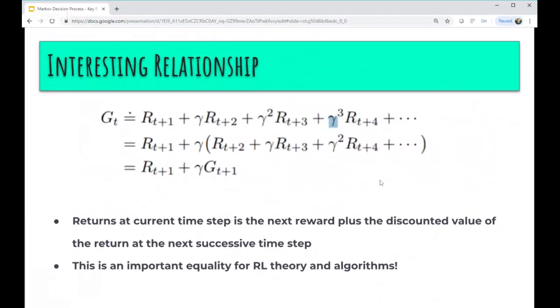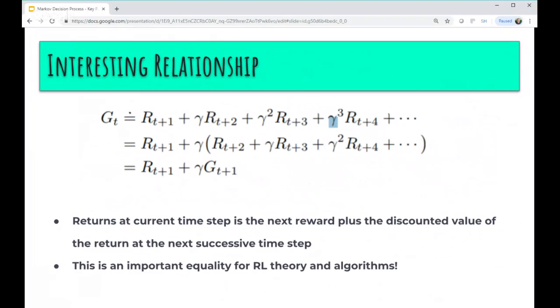So here's an interesting relationship. That first line is just the definition of the return. It's the current return plus the discounted future returns. If we pull gamma out of that long list of future returns, we get the relationship shown in the second line. And if you look at what's in parentheses there, you see that it is actually the definition of the return G sub t plus 1. It's the return of all the future discounted returns for the next state that you find yourself in.